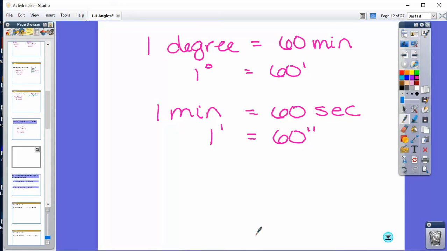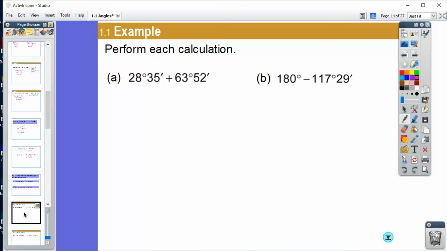Since I can also give it to you in decimal degrees, we're going to have to be able to go back and forth between the two. Before I start converting, I want to do some problems just working with minutes and seconds to have you practice adding and subtracting with those, and then we'll get into the conversion piece. Okay. So let's look at this problem.